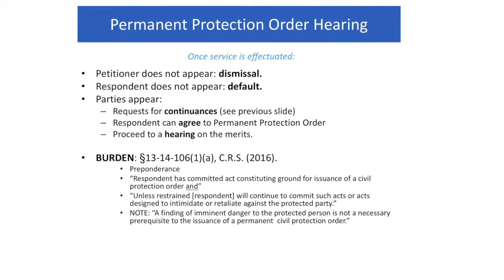If the respondent objects, typically you will immediately proceed to the permanent protection order hearing. The petitioner bears the burden of proof by a preponderance of the evidence that, first, the respondent has committed acts constituting grounds for the issuance of a civil protection order, and also that, unless restrained, will continue to commit such acts or acts designed to intimidate or retaliate against the protected party.